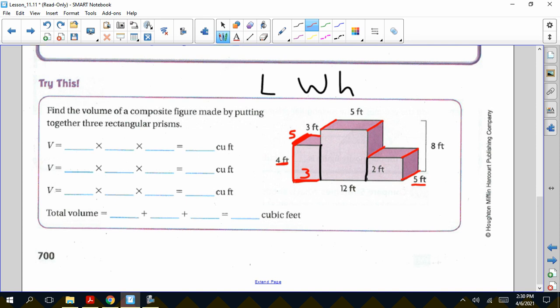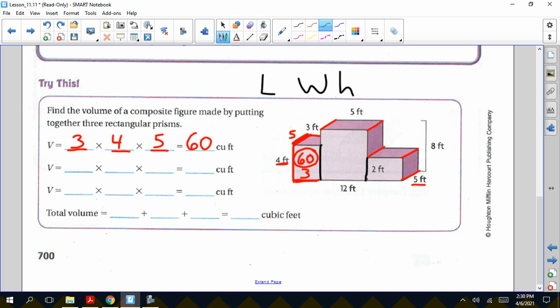So we're going to take 3 times 4 times 5 to find the volume of the first rectangular prism. We're going to do 4 times 5 first, because that's going to give us 20, and then take 20 times 3, which gives us a volume of 60 cubic feet. And I'm going to go ahead and write 60 cubic feet here and circle it. So we wrote a 60 in there telling us that's the volume of the first rectangular prism.